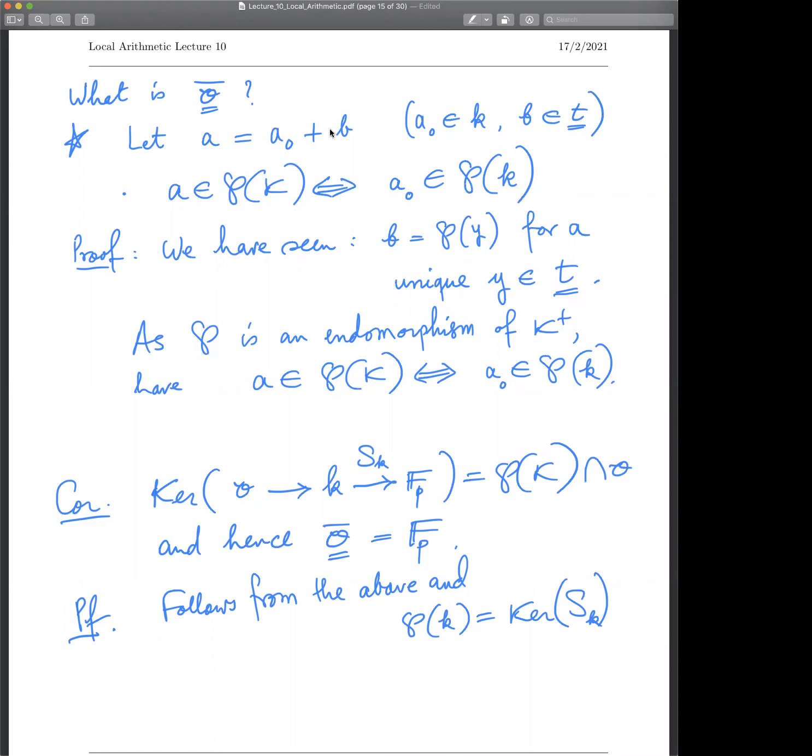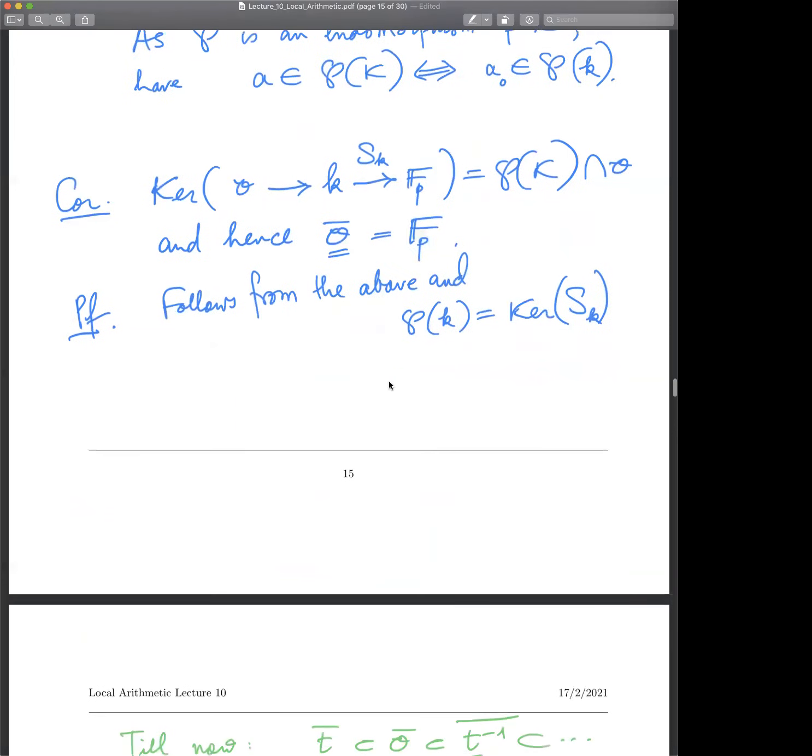This B is in the ideal T, so it's equal to P of Y for some Y, for a unique Y in the same ideal T. As P is an endomorphism, and B is equal to P of Y, this A is going to be in P of K if and only if A naught is in P of K. There's nothing much to prove here, really.